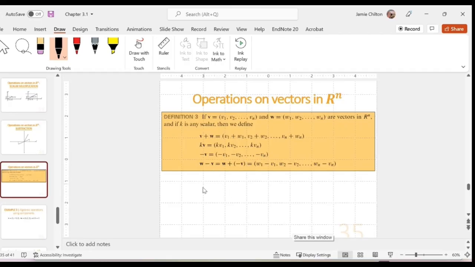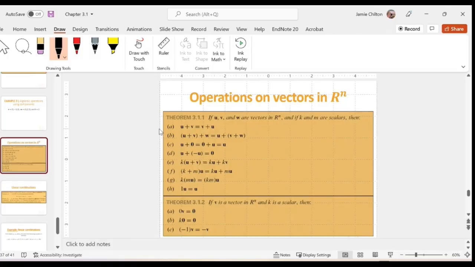Then here we can think about subtracting one vector from another as being the same as adding the vector in the opposite direction. So however you want to visualize that. So here you're going to want to make sure that you know your theorem 3.1.1. Those are going to have some very obvious rules that you're probably familiar with. Certainly all of these are kind of self-explanatory. You'll want to look through them.